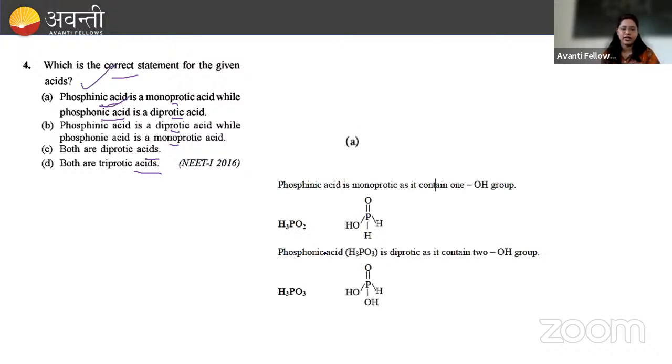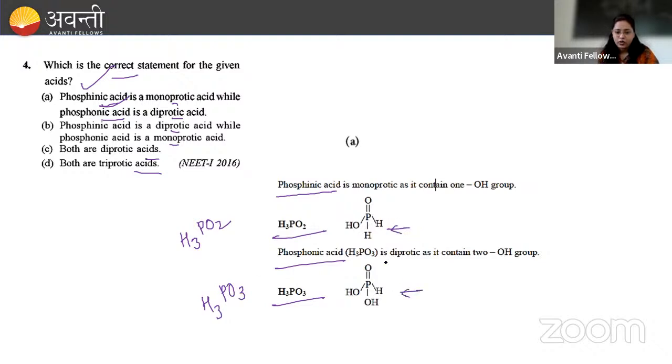ये दोनों के structure देखिए. This is phosphinic acid, and this is phosphonic acid. So the structures are H3PO2 and H3PO3. That is the difference between phosphinic and phosphonic. So when you see the structure here, you can see 1 OH is contained, and this molecule contains 2 OH in its structure. First molecule contains only 1 OH, and second molecule contains 2 OH in its structure. So that's why first one is a monoprotic, since it contains 1 OH.